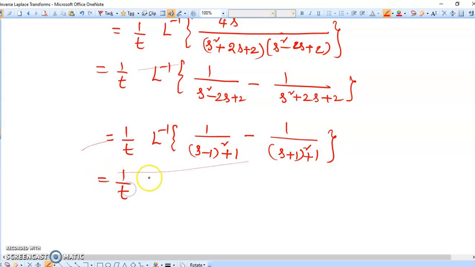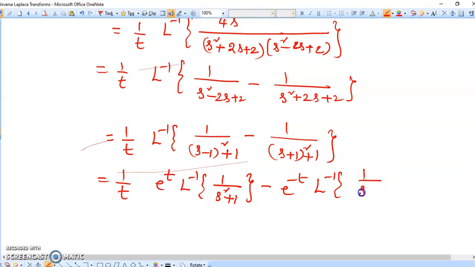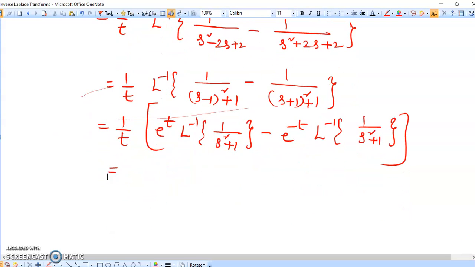And this leads to 1 by t times, and here the shifting property again comes into the picture. By the first shifting theorem, this is e power t times L inverse of 1 by s square plus 1, minus, what about the second term? e power minus t L inverse of 1 by s square plus 1. And 1 by t is common for both. And this gives our answer.